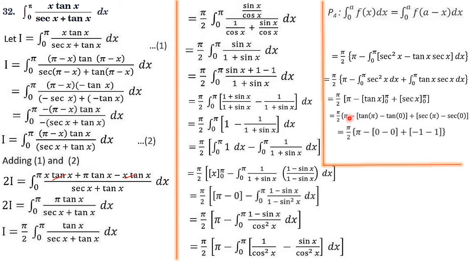Now pi by 2 into pi minus, tan pi value is 0 minus tan 0 value is 0 plus sec 180 value is minus 1, sec 0 also 1. Sec pi value, sec 180 value, is minus 1, then minus sec 0 is 1. That is pi by 2 into, here 0 minus 0 is 0, then here minus 1 minus 1, that is minus 2 will be there. So pi minus 0 minus 2, that will be coming as pi minus 2. So pi by 2 into pi minus 2 is the answer.